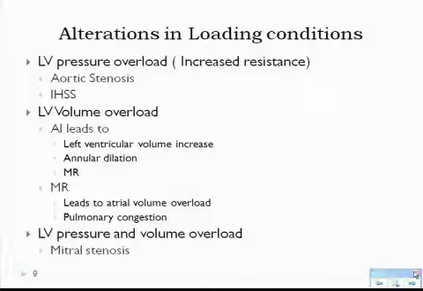Okay, which is aortic insufficiency, which leads to left ventricular volume increases, annular dilation, and eventually leads to very significant MR. So a lot of times people with acute AI will present also with acute MR, which is bad, okay? And I'll show you a picture of that in a little bit.